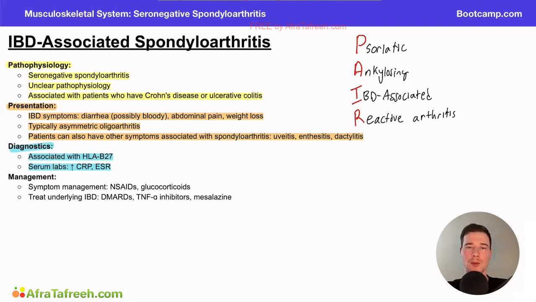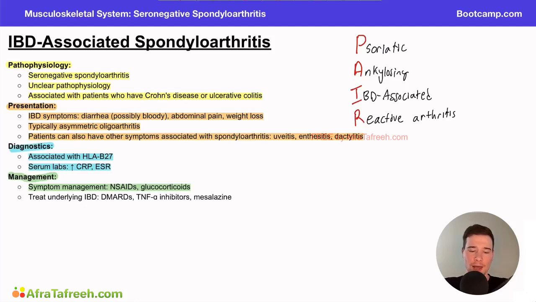Now, when we think about management for these patients, there's really 2 key things I want you to keep in mind. One is dealing with the acute symptoms. This can include things like oral anti-inflammatories or potentially glucocorticoids. It's really about getting that inflammation down, calming down the immune system, the body's reaction that's leading to inflammation, which can help with their acute symptoms.